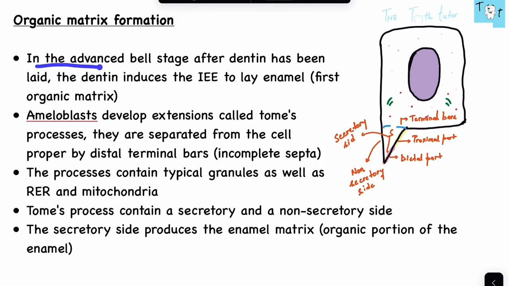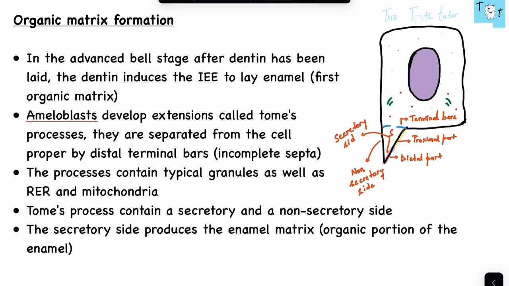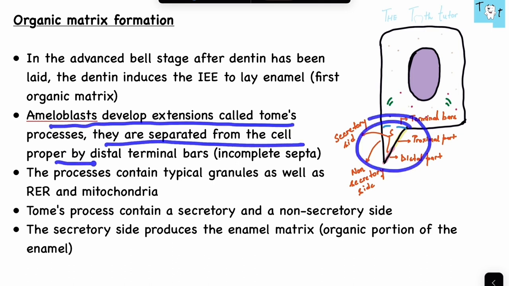So what is happening in the advanced cell stage after the dentine has been laid? The dentine induces the inner enamel epithelium to lay enamel first in the organic matrix. So we saw how one layer of dentine was formed that induced the inner enamel epithelium to produce enamel, right? So first it will lay down the inorganic matrix. Ameloblasts develop these extensions called the Toombs process. They are separated from the cell proper by distal terminal bars.